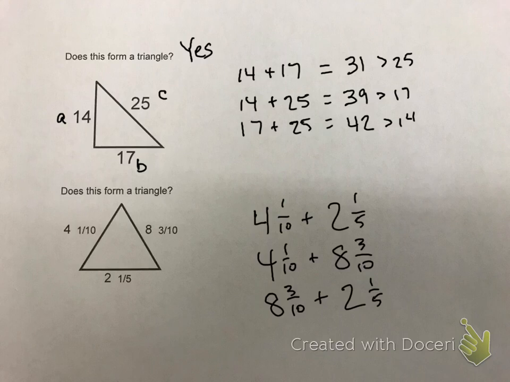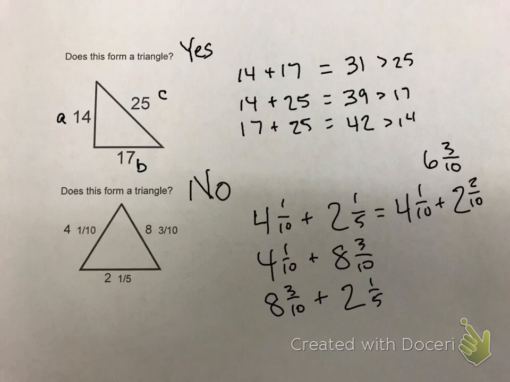So when we add 4 and 1/10 plus 2 and 1/5, we get 4 and 1/10 plus 2 and 2/10, which gives us 6 and 3/10. That is less than 8 and 3/10. Therefore, this is not a triangle, because anytime you get one that does not hold true, it is not a triangle.